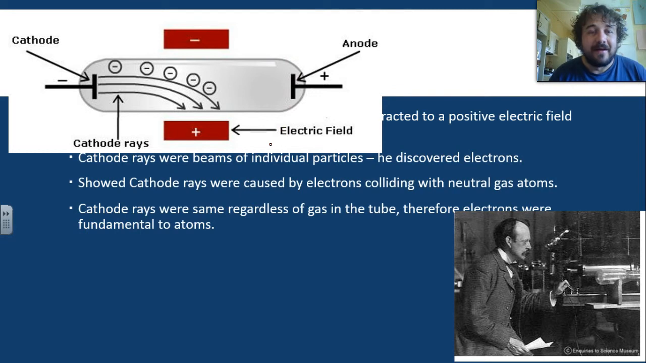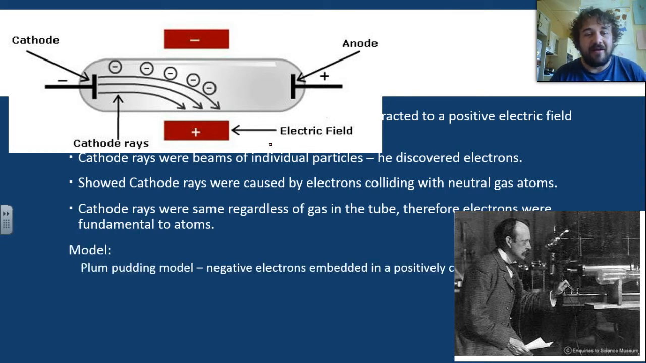All right, so cathode rays were the same regardless of the gas in the tubes. This means they're fundamental. This means they're the same in every single atom, and that's exciting. We found another part of the atom. It's no longer, as Dalton put it, indivisible. We've got parts coming off it, and it's fundamental because it's the same every single time.